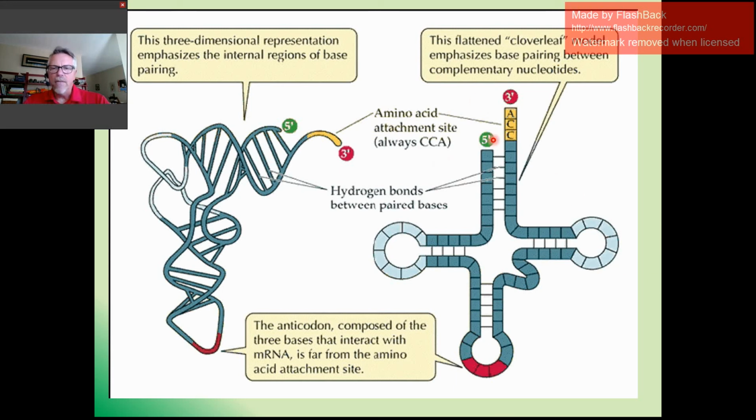At one end of this molecule will be attached a specific amino acid. And at the other end of this molecule is a sequence of three nucleotides, shown in red here. Three nucleotides that make up what we call the anticodon. And this anticodon becomes important in the translation of the message that we'll talk about in a couple days.